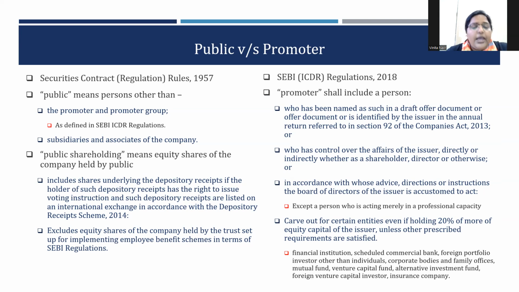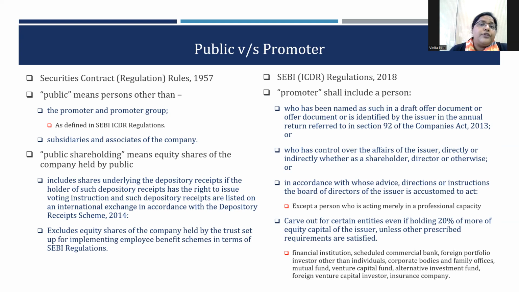And therefore, public shareholding has been defined to mean equity shares of a company which are held by the public. Thereafter, there are also two explanations which are given. One is in relation to depository receipts in the form of ADRs, GDRs. If those have been issued by the listed entity, what will be the impact on the public shareholding? The shares underlying the depository receipts would be considered as a part of public shareholding only if the holders of such depository receipts are able to give voting instructions to the custodian, and these depository receipts should be listed on an international stock exchange.